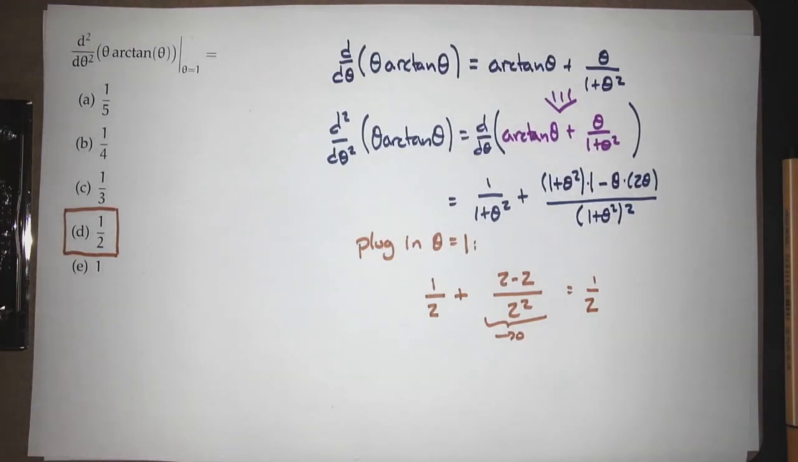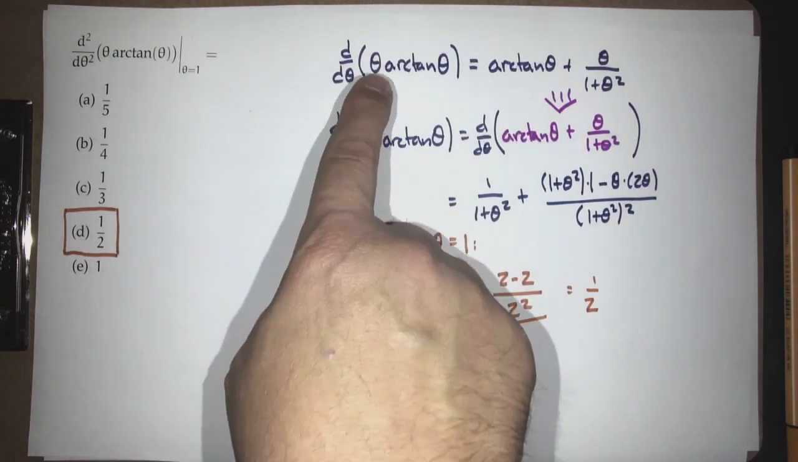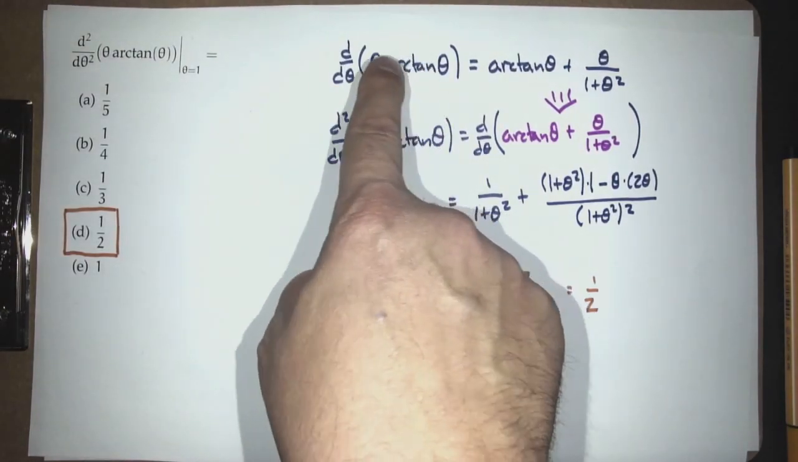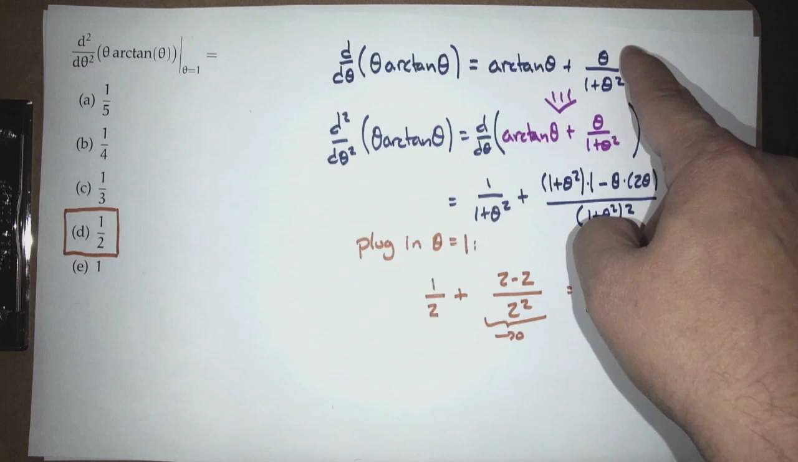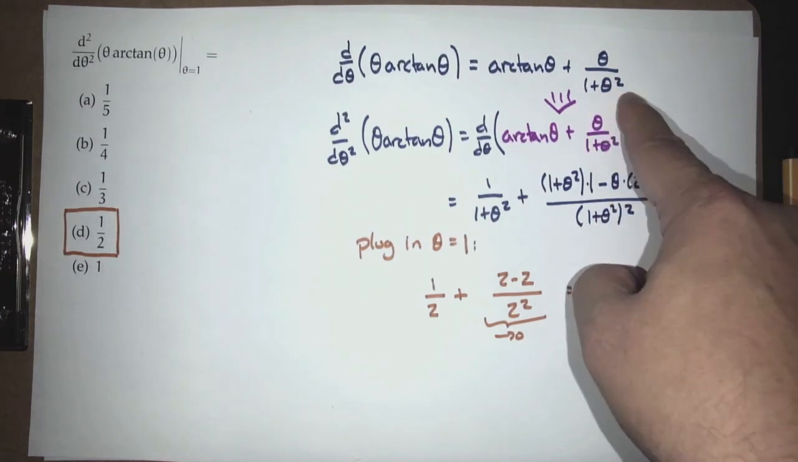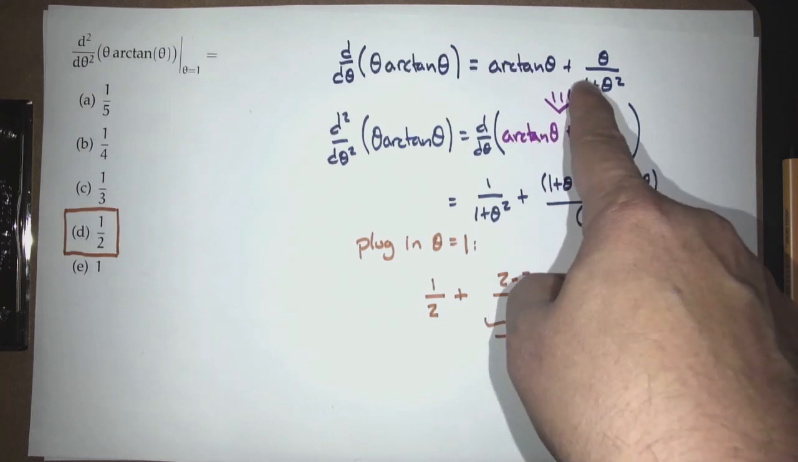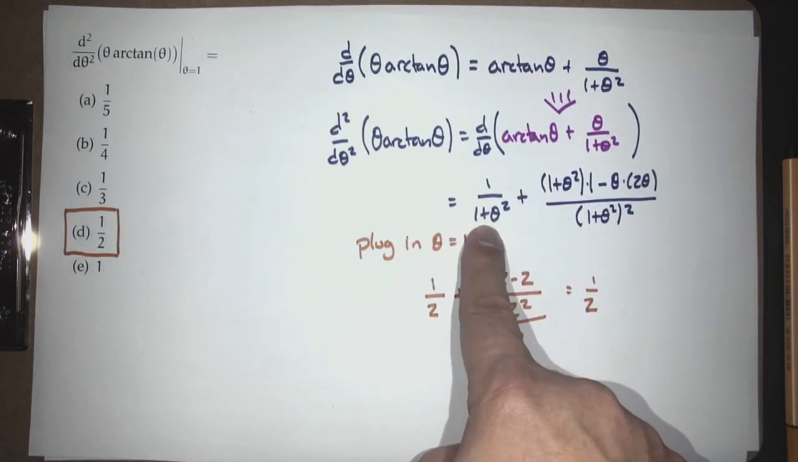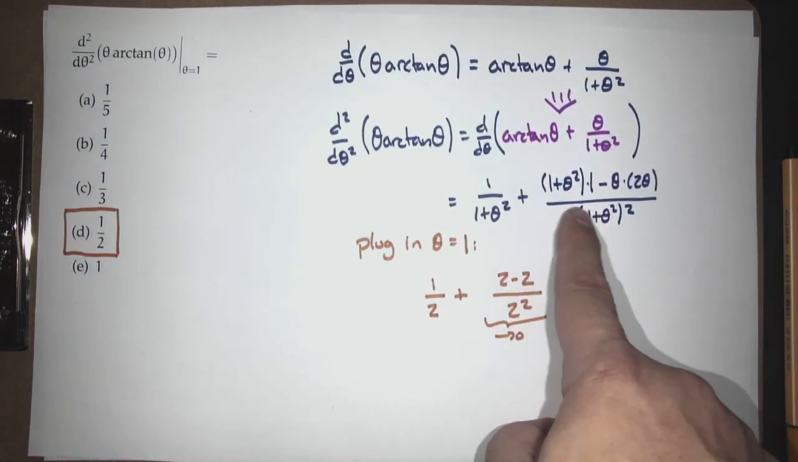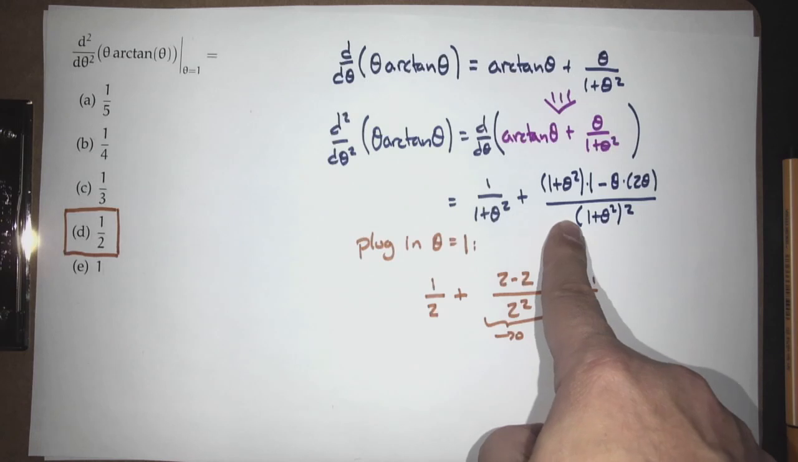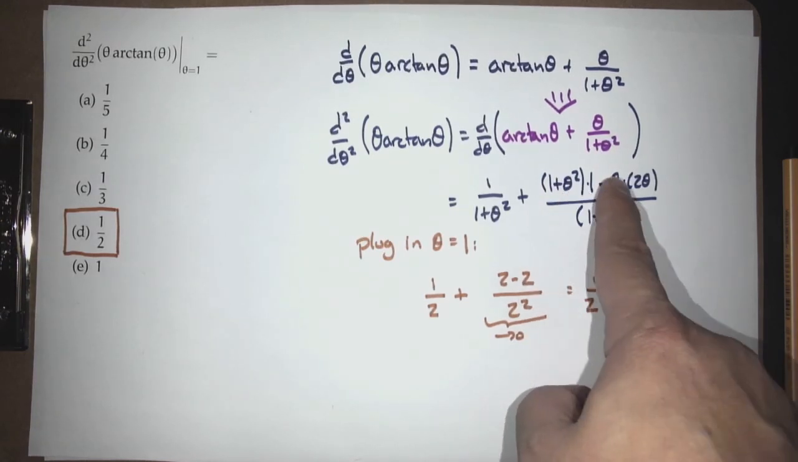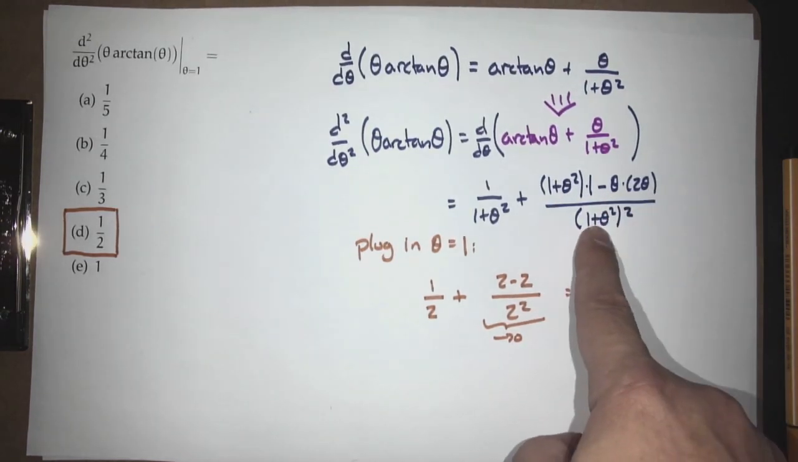All right, so to take the derivative, first start with the product rule. You have the derivative of theta, which is 1, times arctangent theta, plus theta times the derivative of arctangent, which is 1 over 1 plus theta squared. Now to take the second derivative, take the derivative of the first derivative. Derivative of arctangent is 1 over 1 plus theta squared. Now you need to do a quotient rule. Low d high minus high d low over the low squared.